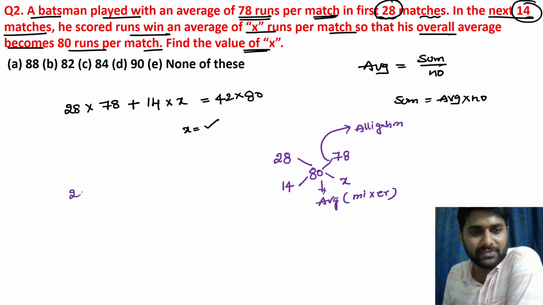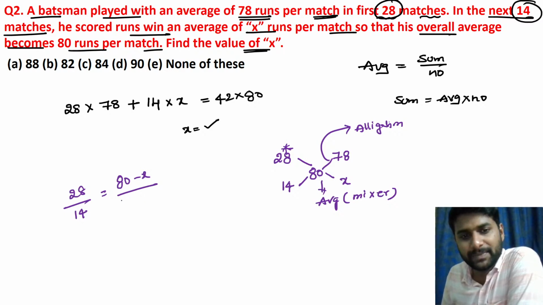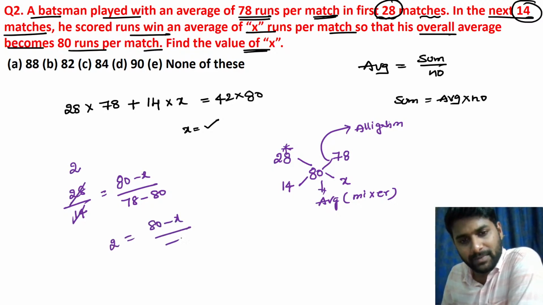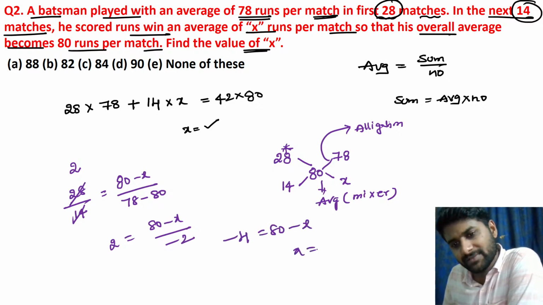So here the final value 28 divided by 14 is exactly equal to 2. The value of 28 completely depends on the difference of higher minus lower. So finally, here the calculation: 2 is exactly equal to (80 minus X) divided by minus 2. Minus 4 is equal to 80 minus X. The X value becomes.